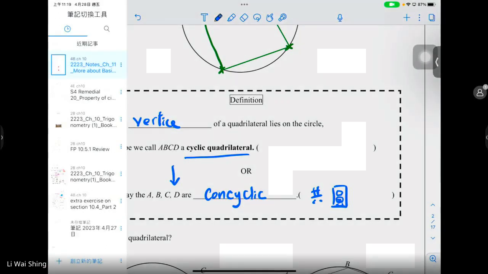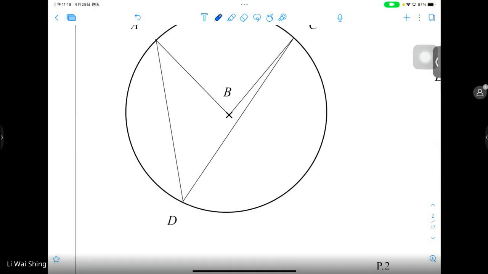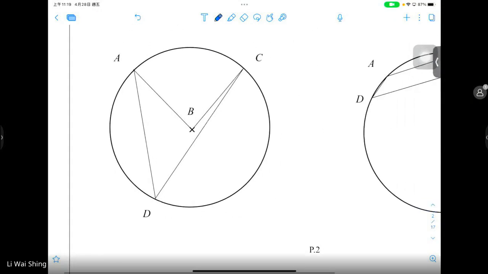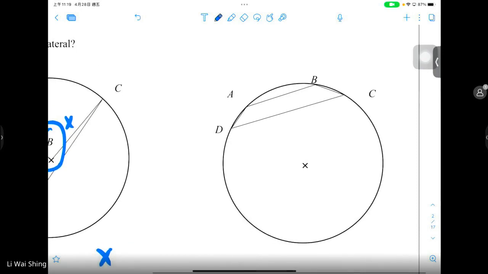So in the following 2 figures, are they cyclic quadrilaterals? For the first one, is it a cyclic quadrilateral? It is a quadrilateral, but is it cyclic? No, why not? B is not on the circle. Yes, so this is not a cyclic quadrilateral. What about this one? Yes. Okay, so as you can see, the cyclic quadrilateral could lie on the minor segment, 可以喺 minor segment or in the major segment.